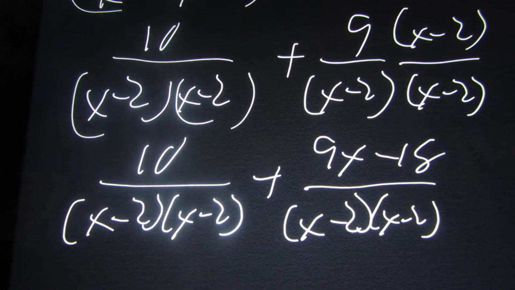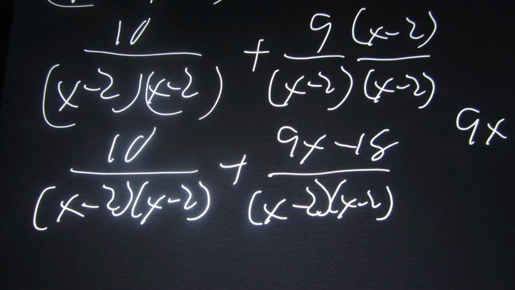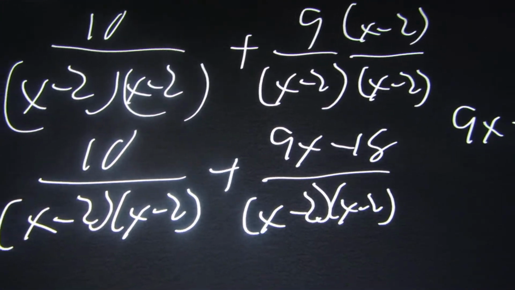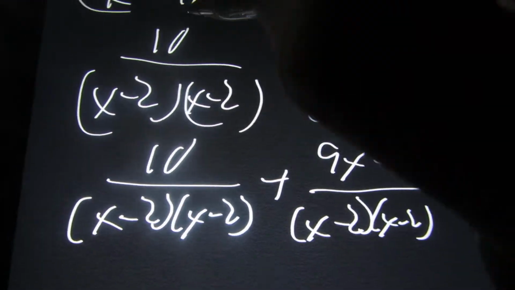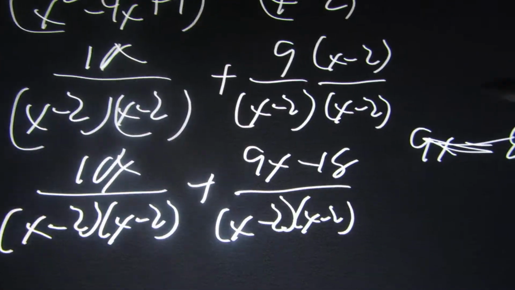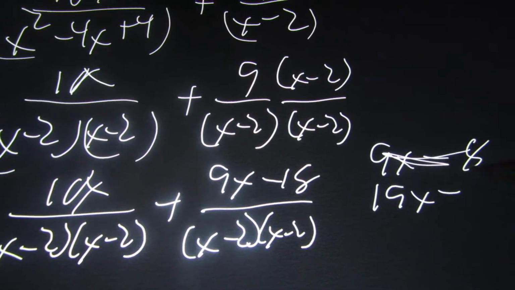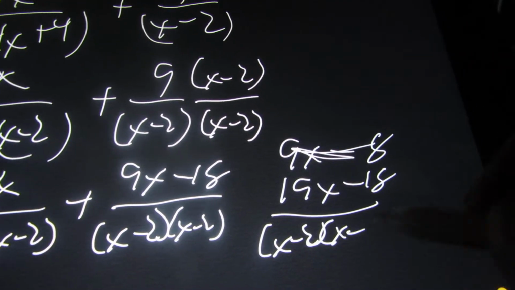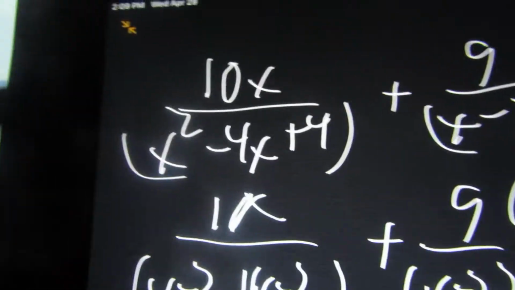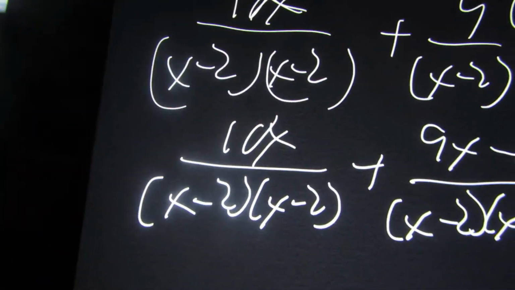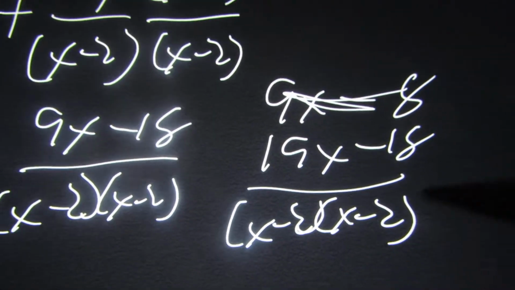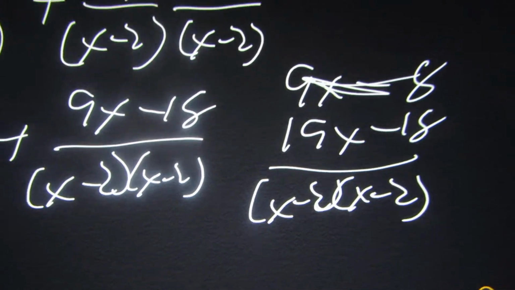When I combine like terms, I'm going to have 9x minus 8, or this should have been a 10x. So it's going to be 19x minus 18 over x minus 2, x minus 2. Make sure that you copy the right things down. This should have been 10x the whole time. But it's going to be 19x minus 18 over x minus 2 times x minus 2. We can't factor anything out or simplify.